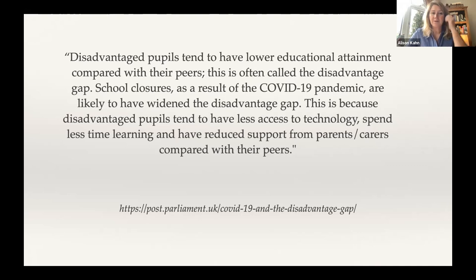So start again. Wonderful. Okay, so disadvantaged pupils tend to have a lower educational attainment compared with their peers. This is often called the disadvantage gap. School closures as a result of COVID-19 are likely to have widened the disadvantage gap. This is because disadvantaged pupils tend to have less access to technology. They spend less time learning and have reduced support from parents and carers, compared with their peers.